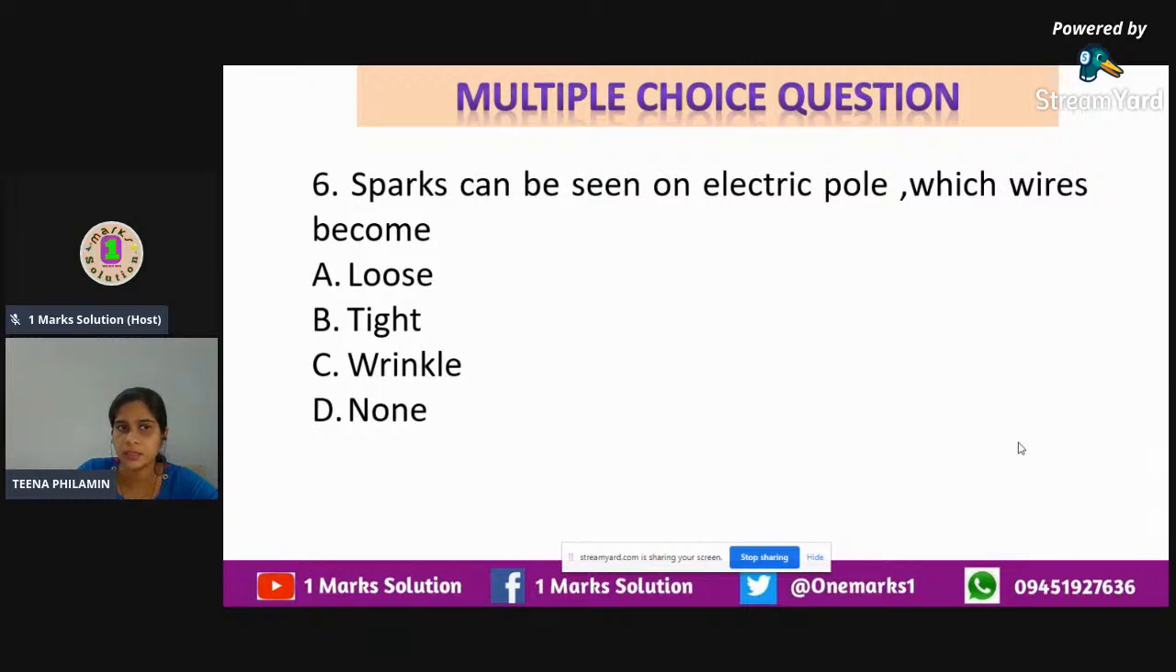When it becomes tight, it is not a problem. While it becomes loose, some metal parts will be thrown away from the point of contact, so sparks can be seen on the electric pole.